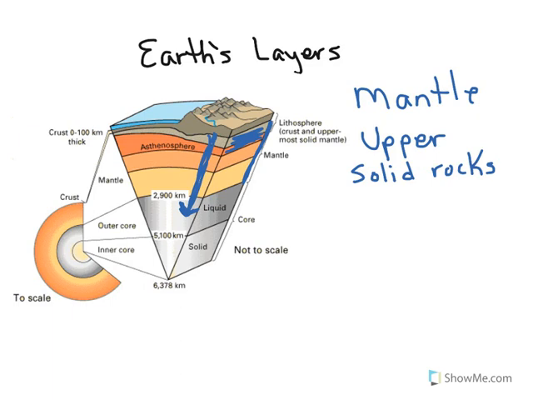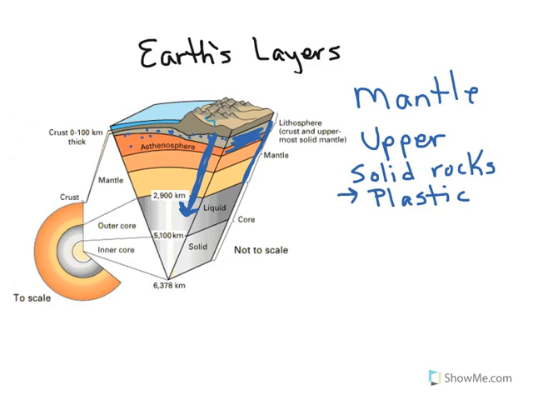The gray region in here is truly solid rocks. This orange region, labeled asthenosphere, there the rocks are considered plastic in consistency. They actually can be bent as pressures are applied. So the upper mantle, we have solid and plastic consistency of rocks.